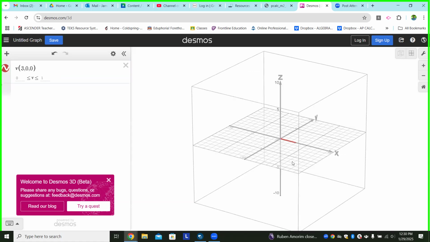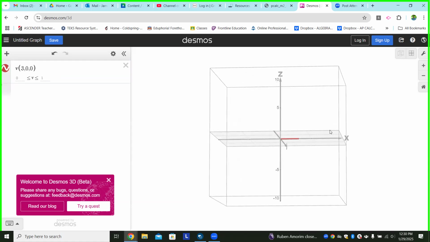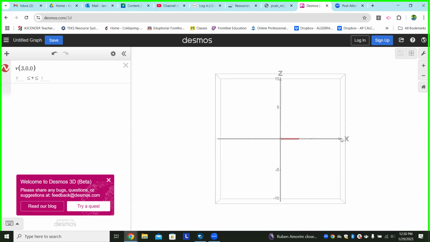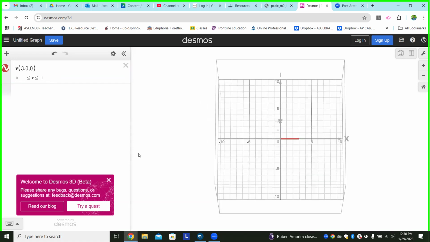Okay, so in a two-dimensional plane, obviously this is a 3, 0, so it should be landing on the x-axis. Looking at the z, it's not above or below that xy plane. It's directly on the xy plane. And then we graph this next one, 0, 3, 0.